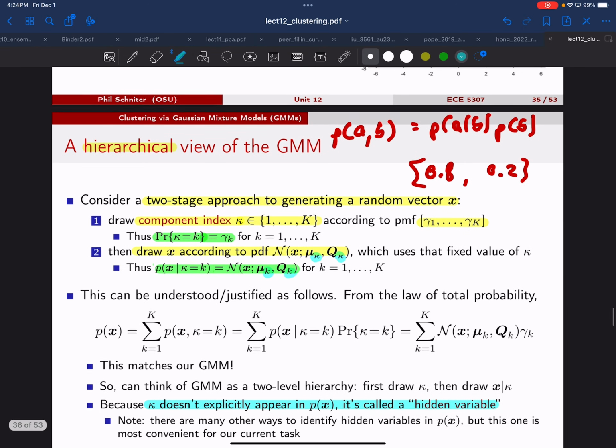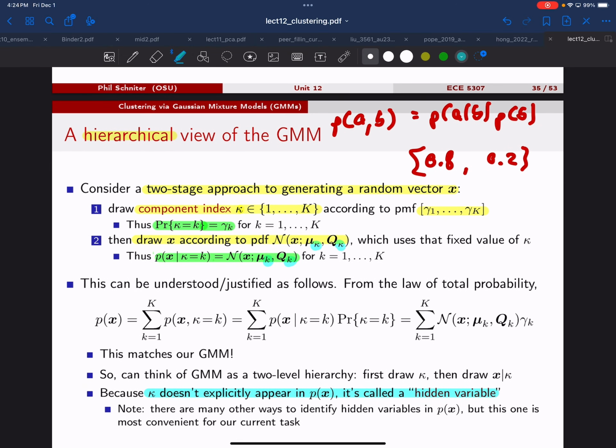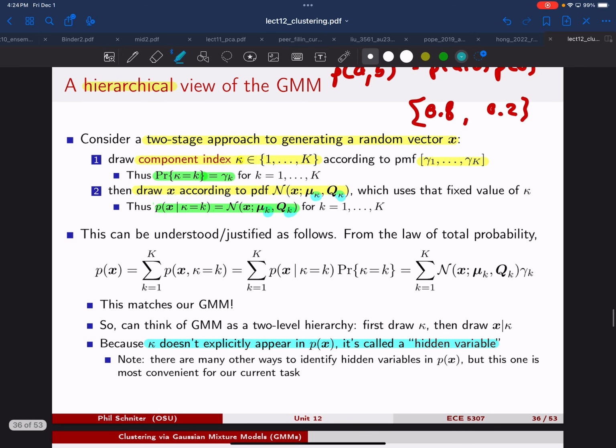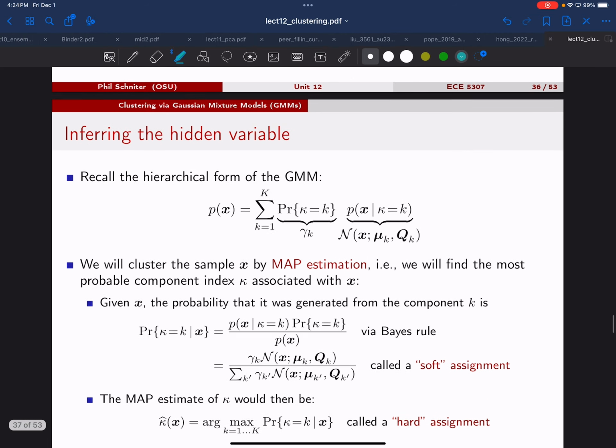Okay. So this hierarchical view is super useful. It's not just for this problem, but in a lot of different probability problems. It's just a trick to write a probability in a more transparent way. Okay, so that's the hierarchy. Any questions on this? All right.